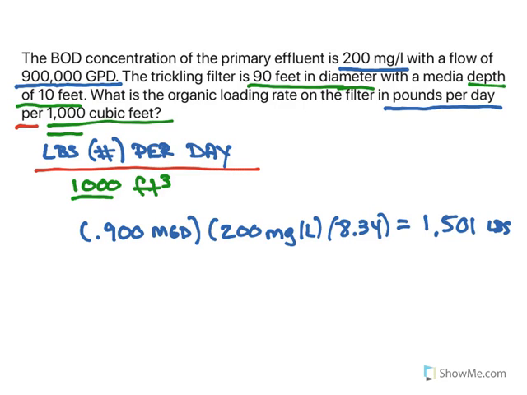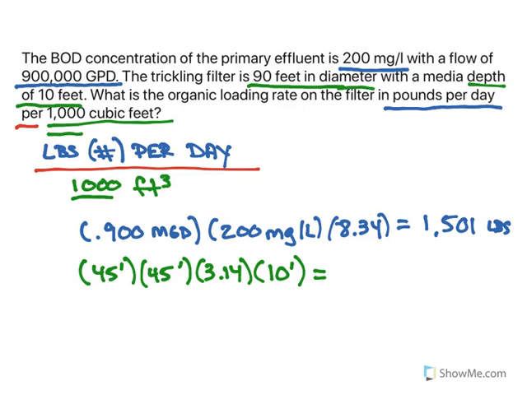Now the second part of our equation, we're going to take the measurements or the dimensions of our trickling filter. So I'm going to calculate the volume of the trickling filter by radius. So if the diameter is 90 feet, that means the radius is 45 feet. 45 times 45 times 3.14 is going to give us a surface area times the depth, 10 feet deep. So surface area times depth is going to give us a volume in cubic feet.